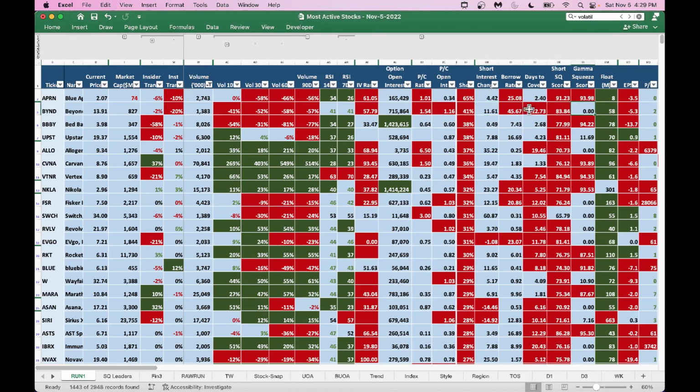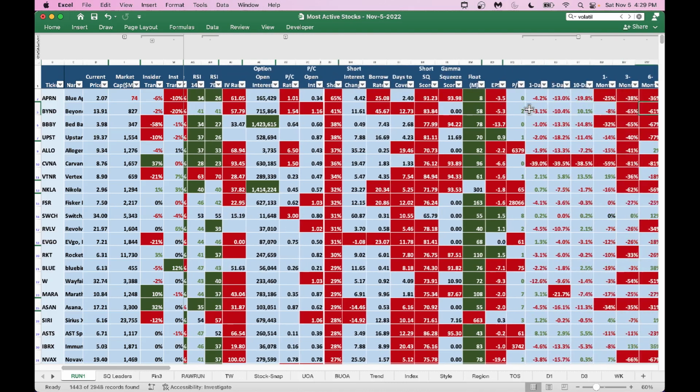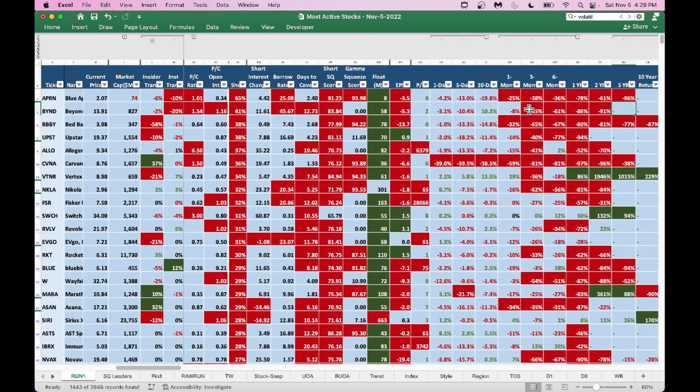And if I go all the way here, then we got performance here. Look, from a performance perspective, Beyond Meat is coming down in 1 day and 5 day, but in 10 days it's going higher. This is telling you Beyond Meat is getting there. It's consolidating, so you can slowly buy into Beyond Meat. But this stock has not been doing well. Look here, 3 months, 6 months, so on and so forth. It has not done well.